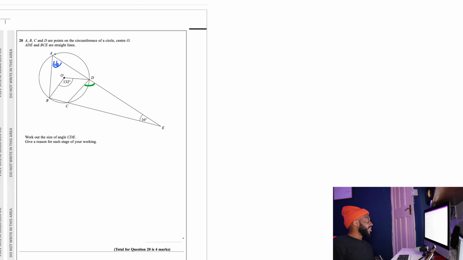Then you can see we've got a cyclic quadrilateral, and opposite angles sum to 180. So to find this angle BCD, we can do 180 minus 66, which is 114. And then angles on a straight line equal 180. So again, this one's 66. And angles in a triangle add up to 180. So to find our final answer, we can do 180 minus 16 minus 66, which is 98. So angle CDE equals 98.